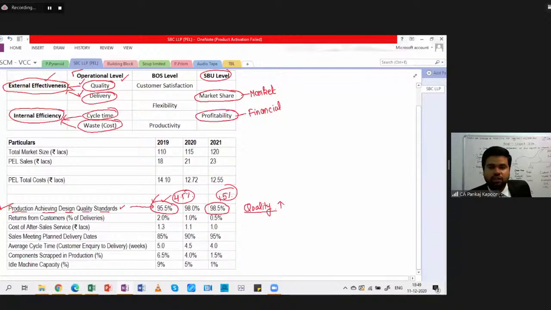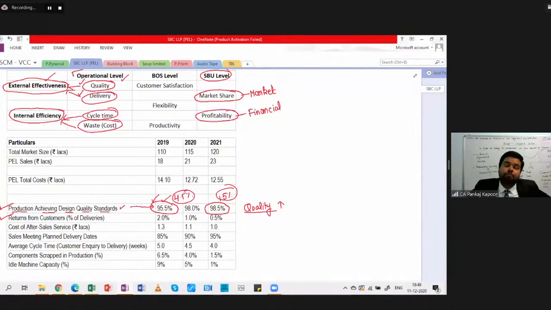Quality improves here. Now study the second factor: return from the customer. Please listen to a small story prior to moving into the detail. If we manufacture a defective product and through inspection we identify that the product has some defect, we stop it inside the factory gate. We don't send it to the customer because otherwise it harms our reputation.